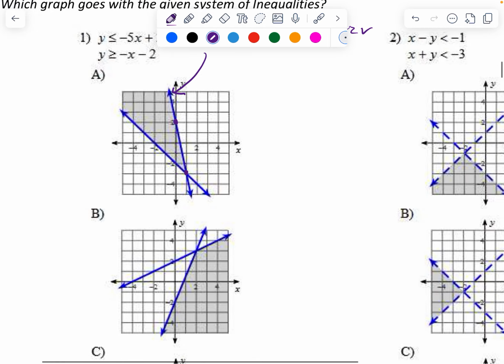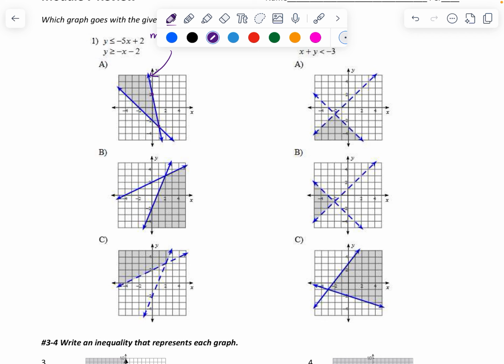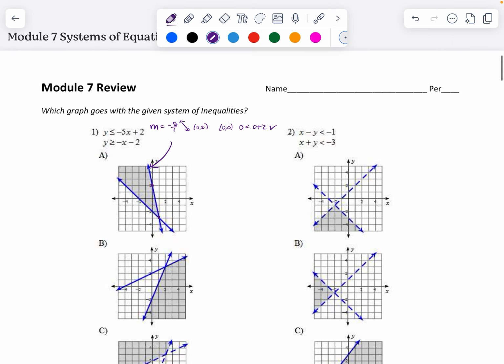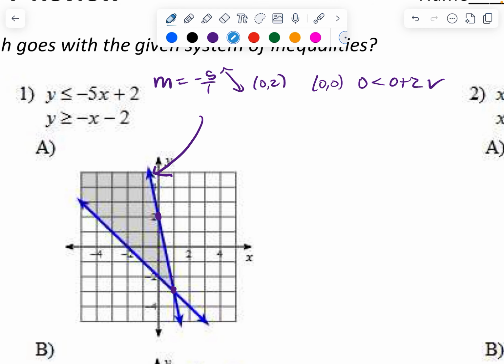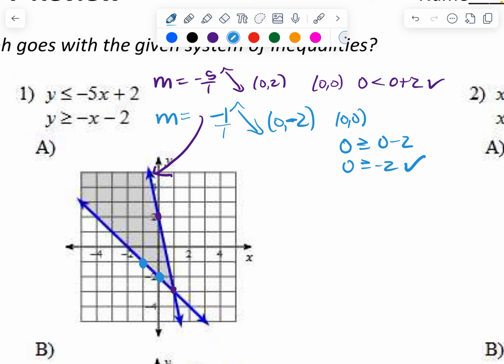So let's look at choice A. Ooh, that might be the answer. So let's look at this. Okay, my slope on this one is going to be -1. So that's, again, going to go downhill. It's going to go through 0, -2. It does go negative direction, and it says greater than. So if I was to plug in 0, 0, I would get 0 is greater than or equal to 0 minus 2. 0 is greater than or equal to -2. So it is above. So A is your answer.